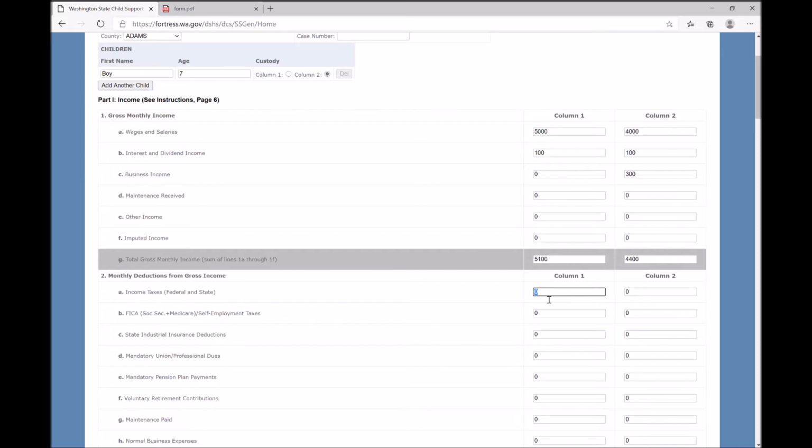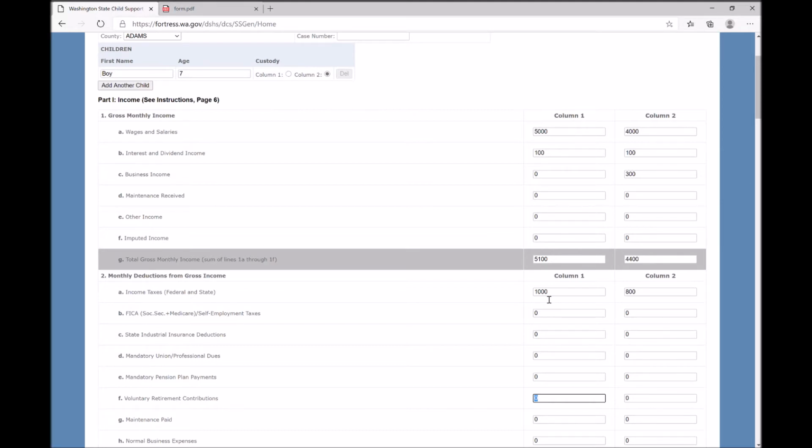Now let's look at some deductions we can take. Income taxes, in this bracket, let's just assume it's $1,000 for the father and $800 for the mother. And self-employment taxes, we're going to skip all of that. Voluntary retirement contributions, this is basically your 401k or IRA. If you make any contributions, you're able to deduct, but there's a limit. In Washington State, the limit is $416.67 per month.